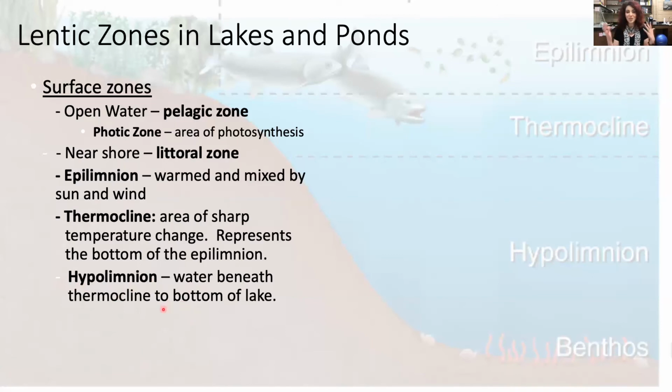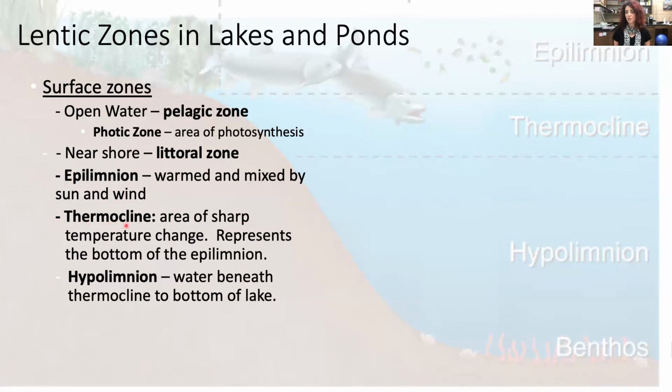We can also break these words down if they're too cumbersome or too jargony for you. Again, in epilimnion, epi means top, so this is the water on top of the lake. The word limn, L-I-M-N, lim, is a prefix that means lake. Limnology, for example, is the study of lakes. So we can break down this word to top of lake. Makes sense. It's the top of the lake.